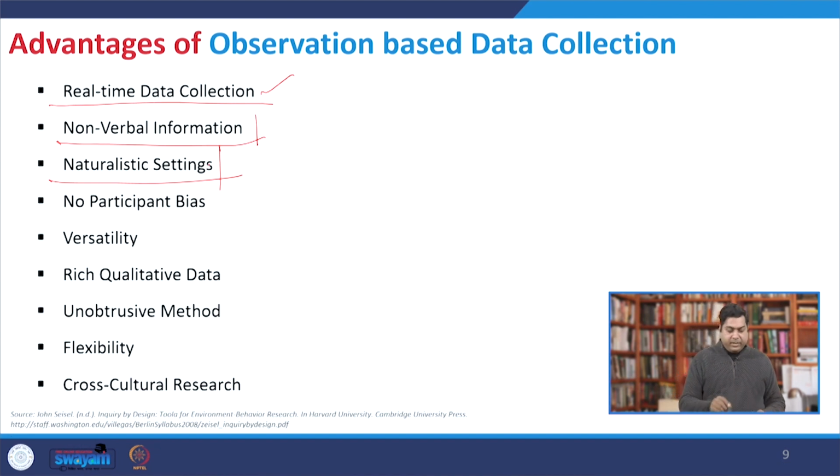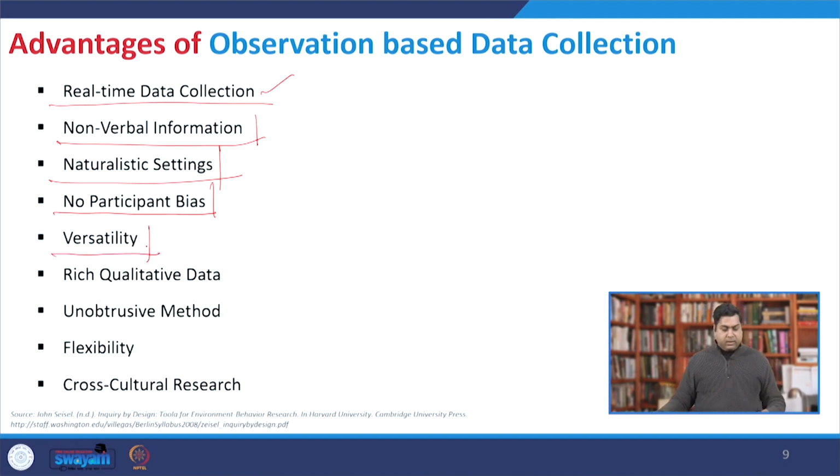But one advantage of observation is that it can also be done in a naturalistic setting. In this case no participant bias can be there. You go for direct observation, and because you are observing from a particular distance and not prompting any actions to the subjects or the user group, the participants' bias, which comes through their perception when they want to convey something, will be omitted. It will be much more of the naturalistic behavior that you capture.